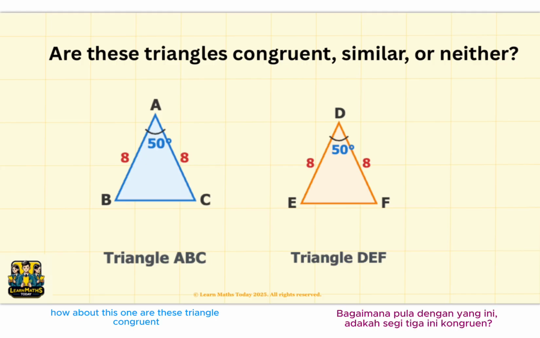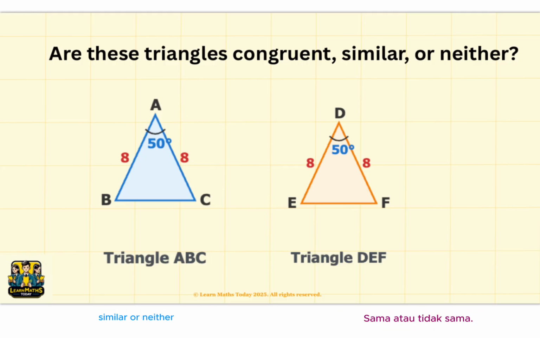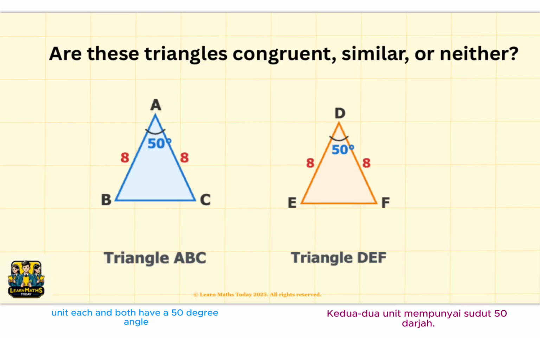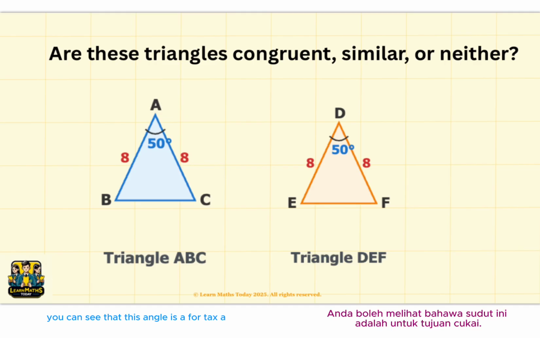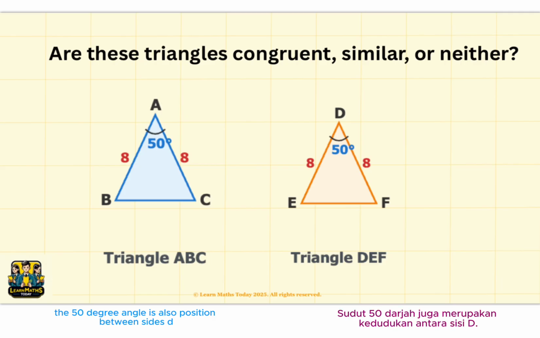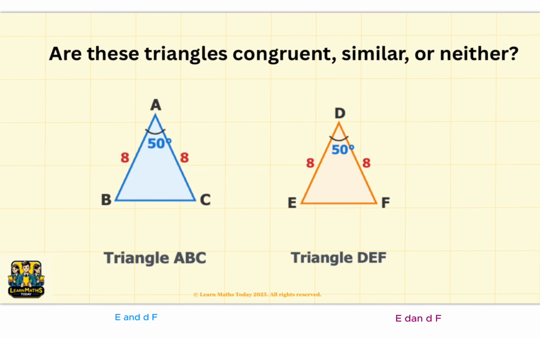How about this one? Are these triangles congruent, similar, or neither? You can see that we have two sides measuring 8 units each, and both have a 50-degree angle. Now the key question is, where is this angle located? You can see that this angle is at vertex A for triangle ABC, positioned between the two sides AB and AC that measure 8 units. In triangle DEF, the 50-degree angle is also positioned between sides DE and DF that both measure 8 units.